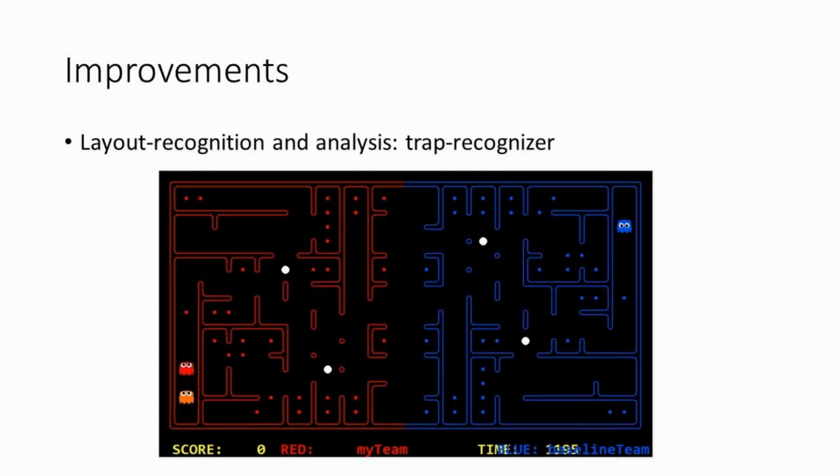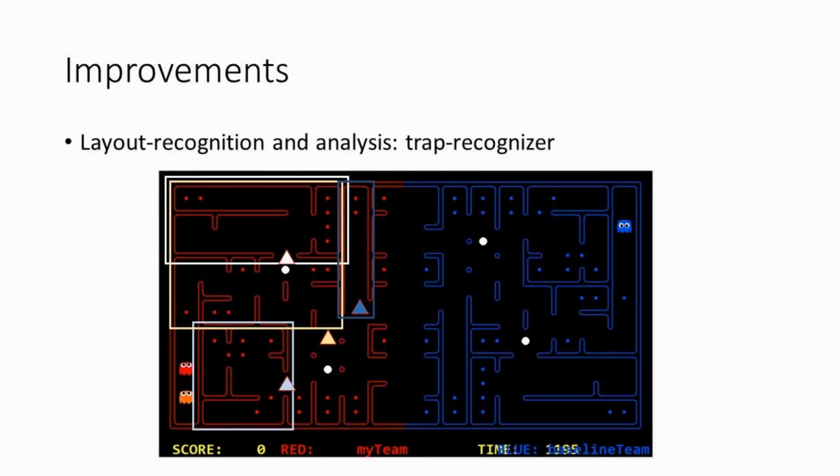An expected improvement is a trap recognizer. By analyzing the layout, the agents would know if there's any area on the map that has only one way out. In this case, we could try to trap the opponent or avoid being trapped by a ghost.